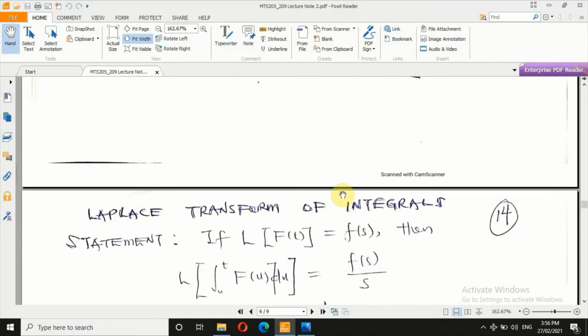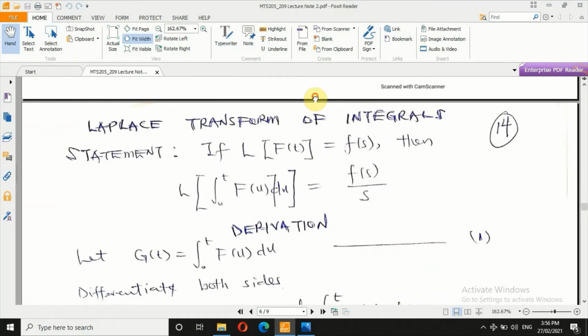So the next thing now is to proceed to the Laplace transform of integrals. Laplace transform of integrals. So let's consider this statement. If the Laplace transform of f of t is f of x, then the Laplace transform of the integral from 0 to t of f of u du is now equal to f of s divided by x. That is the statement. The Laplace transform of the integral of f of u from 0 to t is equal to f of x divided by x.